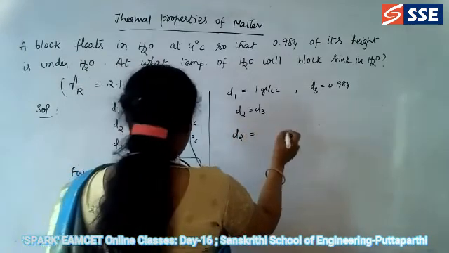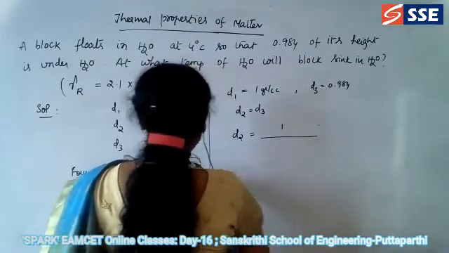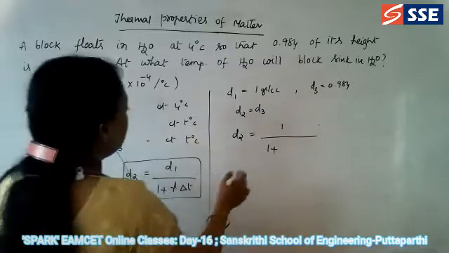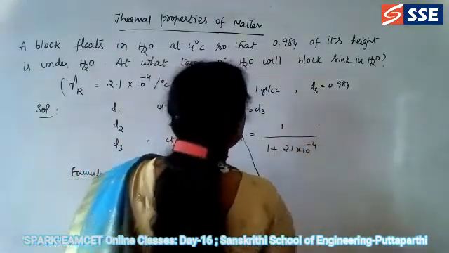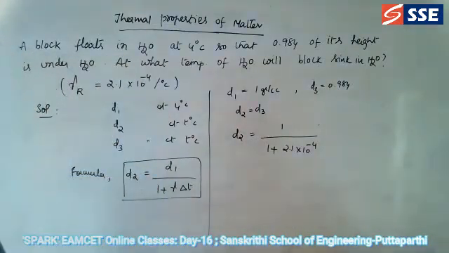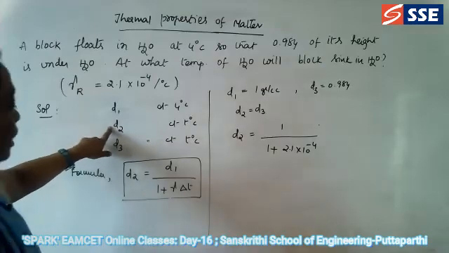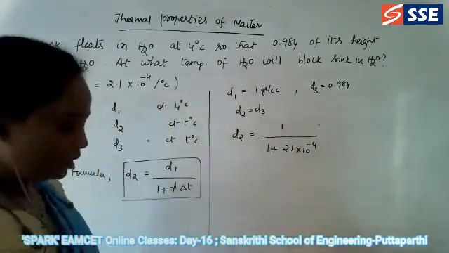So D2 is equal to D1 by 1 plus gamma, where gamma, the coefficient of real expansion, is 2.1 into 10 power minus 4. The temperatures are given for D1 and D2. So delta T is nothing but the difference between the two temperatures.